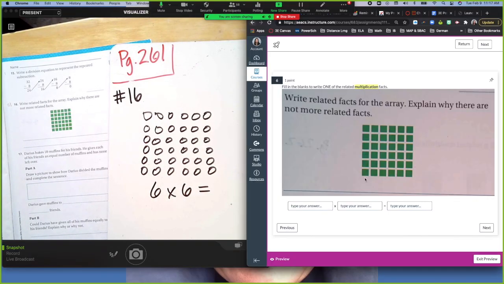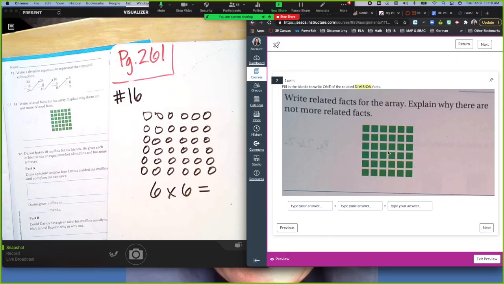And raise your hand if you know what 6 times 6 is. What is our product? Let's see, Haley, go ahead. 36. 6 times 6 is 36. All right. So we wrote one multiplication.